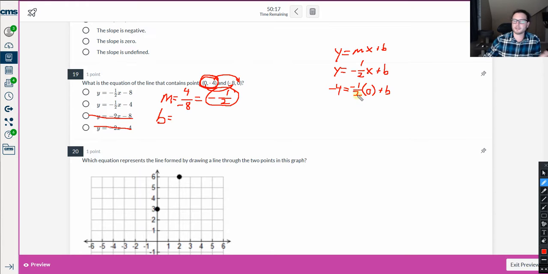So naturally, -1/2 times 0 just equals 0, so this is effectively gone. And we are left with -4 equals b. So there we go. -4 would equal b, which means my equation should be y equals -1/2 x minus 4. And that's it. That's what we get.